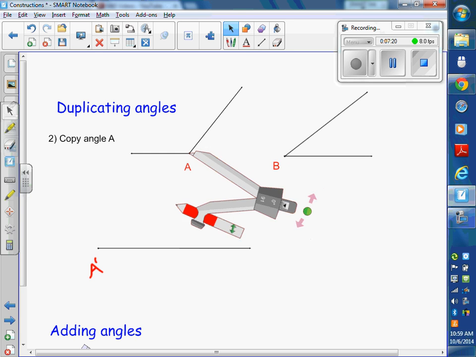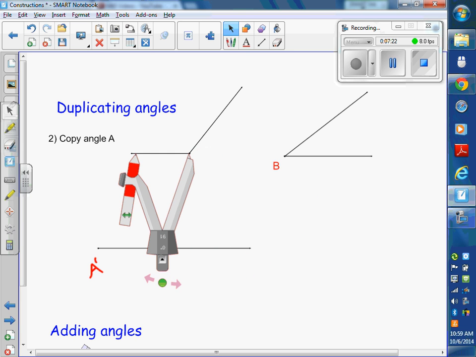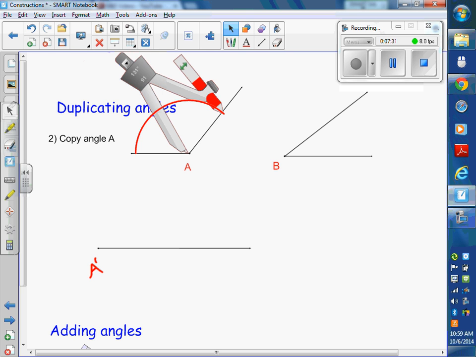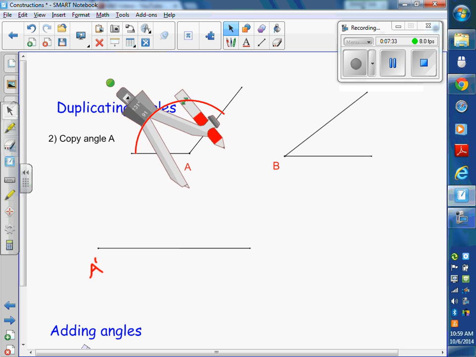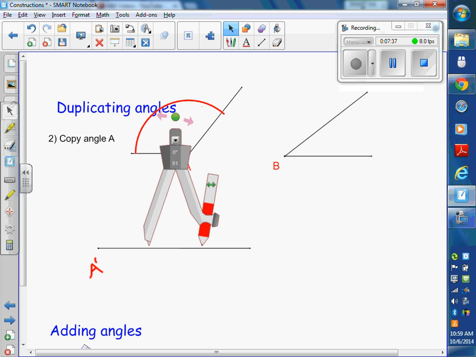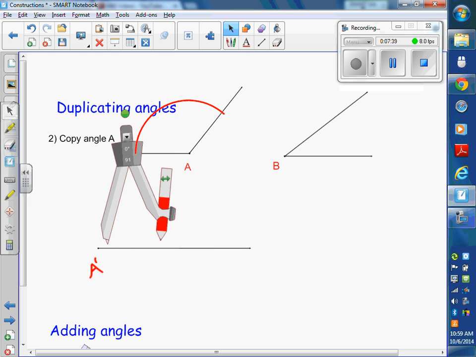So I'm just going to make an arc. And like I said, I like to make it as big as I can, so that's pretty close to the edge of my workspace. So I make an arc. And then I take the exact same setting. And since I started at A, I'm going to start at A prime now. And I haven't changed the width of my compass. I'm just moving it around.